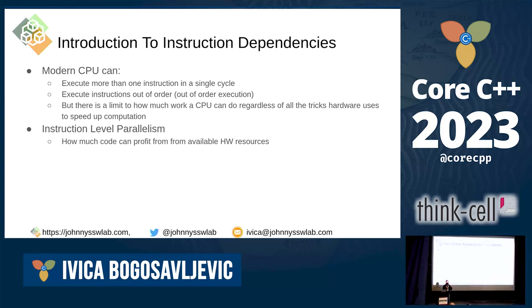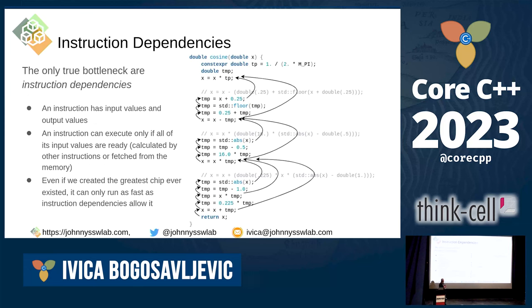But there is a catch. The CPU cannot execute any random instruction. There is a limit to what instructions the CPU can execute, and we call this instruction level parallelism: how much code can profit from the available hardware resources? So what is the main limiting factor on what modern CPUs can actually do? The main limiting factor is instruction dependencies.